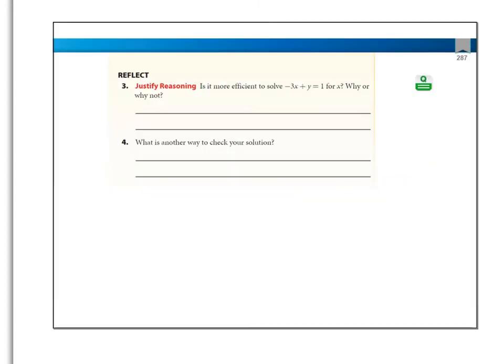So now looking at the equation here for your reflection questions, negative 3x plus y equals 1. Answer the 2 questions and then unpause this to check your answers.